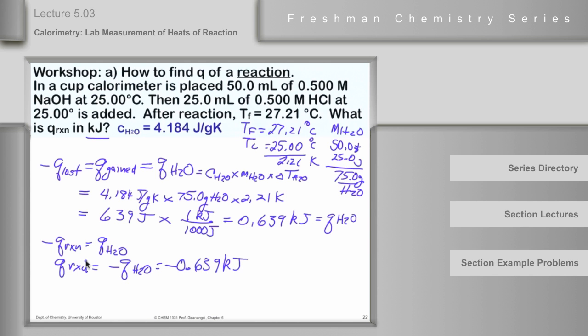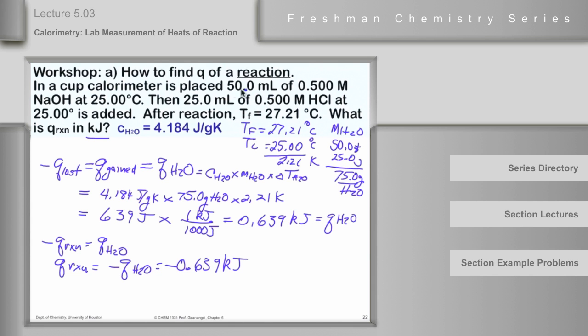There was no extra water in the calorimeter in this case. We just took 50 milliliters of one solution, mixed them with 25 milliliters of the other solution. The water that's in those solutions is the water that we're talking about. It's the water that absorbs the heat. That was a good question. Thank you. I should have made it more clear. Other questions on this one?